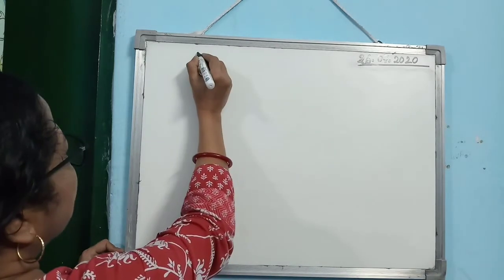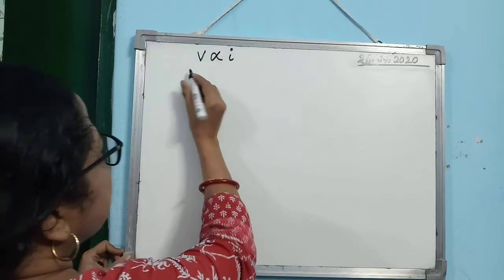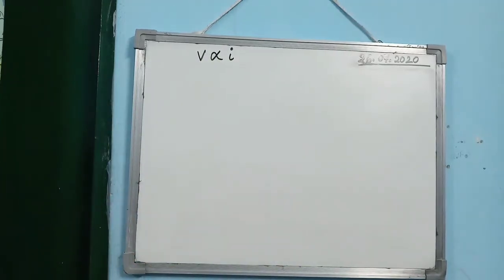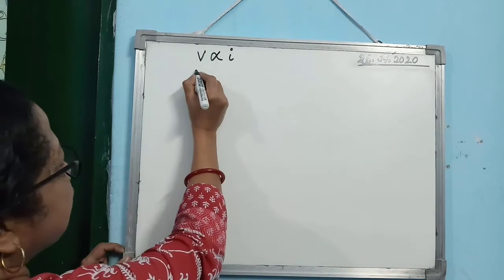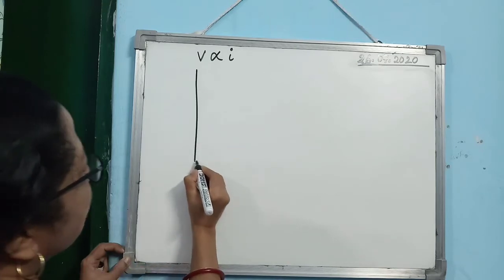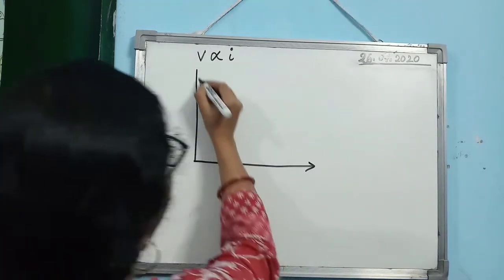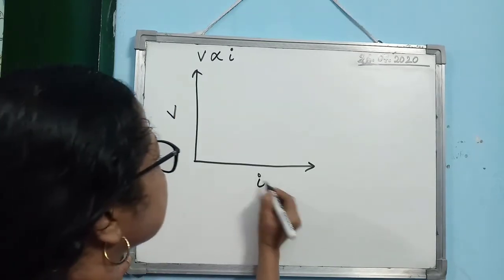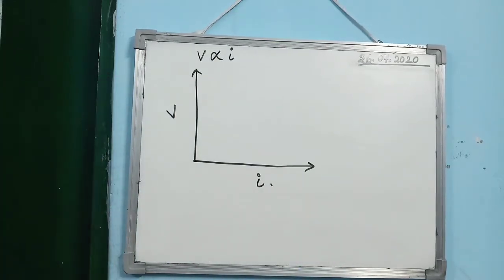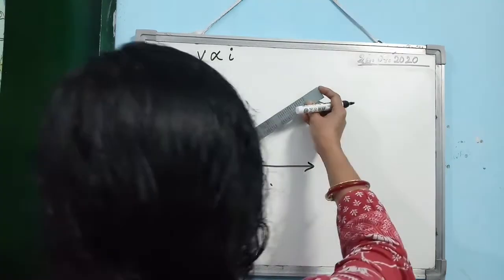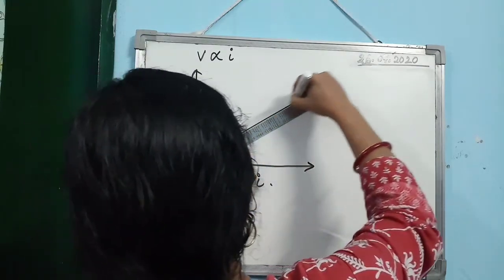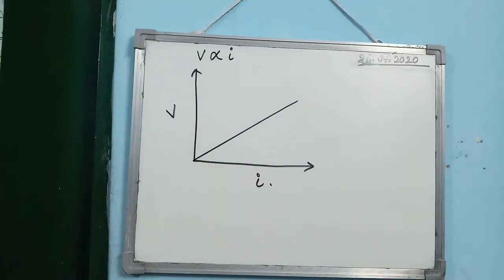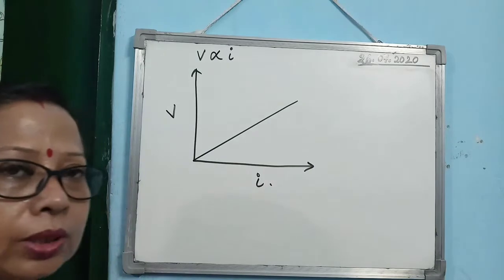Now, according to Ohm's law, what you have got is that V is proportional to I. Potential difference is proportional to current. So according to Ohm's law, if you plot a graph between V versus I, it will be a straight line passing through the origin. So what is the nature of the V versus I graph for a conductor? It is a straight line passing through the origin.